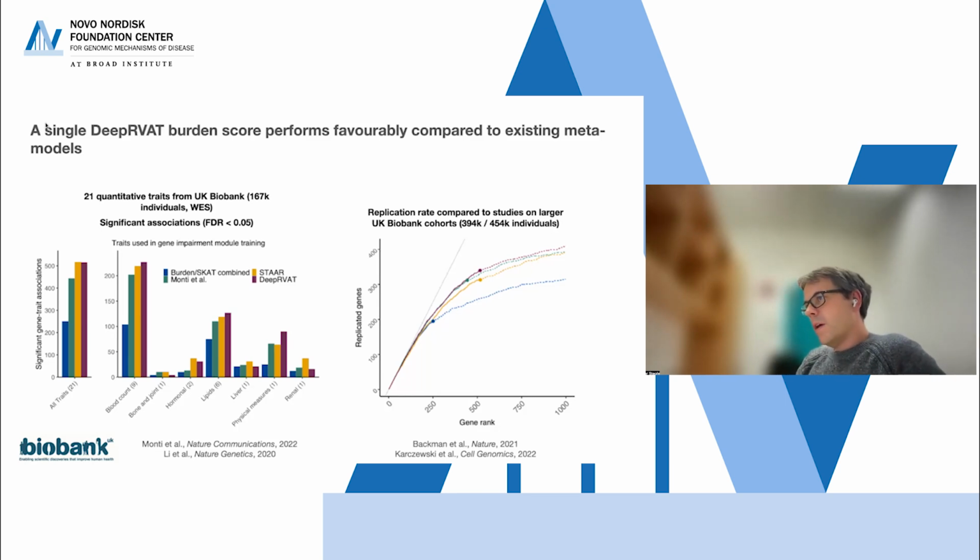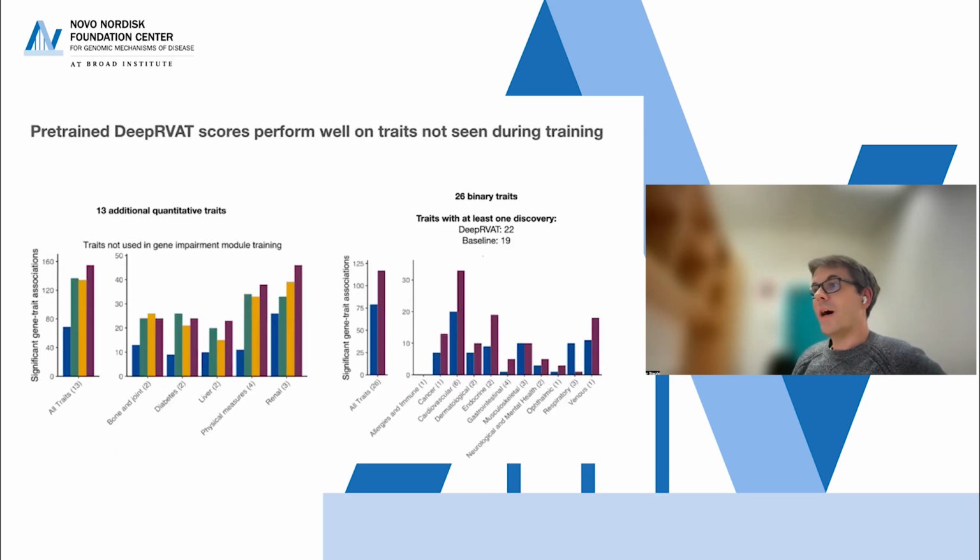One way to test it is to apply the model to other traits, and you can do this as well. So here, if we took this model and just used it for other traits, 13 additional traits that were not used during training, and you can see these are other disease traits, diabetes, liver diseases, physical measures, renal, and so forth, you do get quite a bump in terms of discovery compared to other approaches.